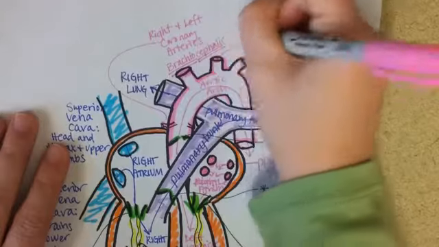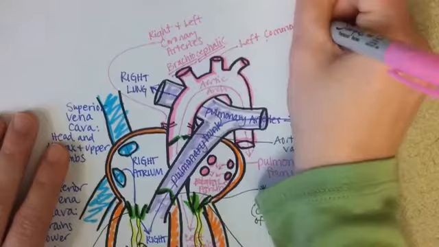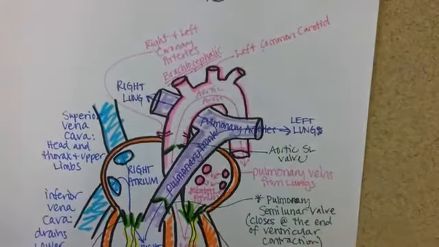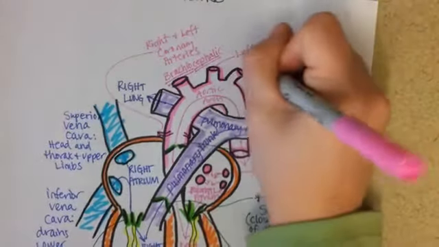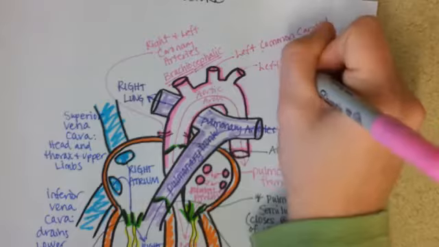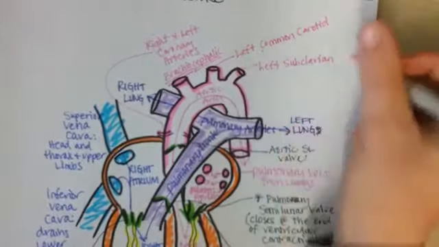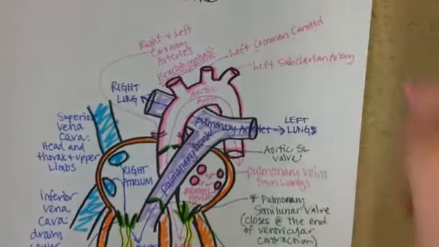And then the next one is called the left common carotid, and it sends blood up to the left side of the head, up the neck. And then this one is the left subclavian, just like it sounds, it goes underneath the clavicle, and so this artery sends blood to the left arm.